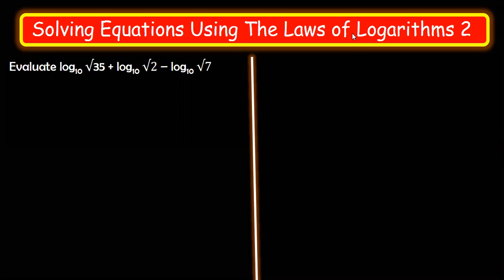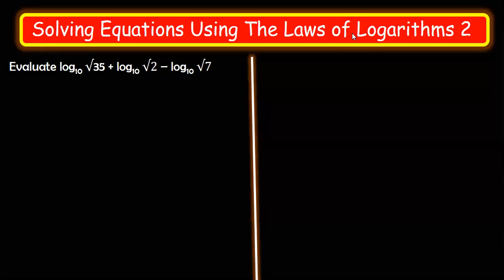Let's take another problem and solve. This is another problem here. We are going to tackle this problem. It looks similar to example number 2, right? So log root 35 plus log root 2 minus log root 7, everything in base 10.